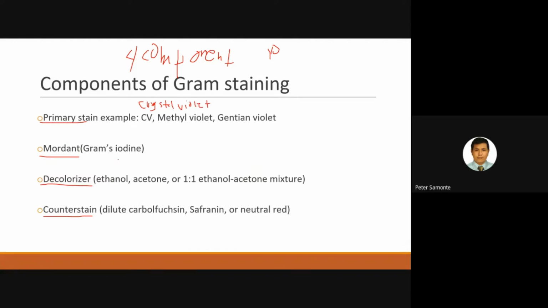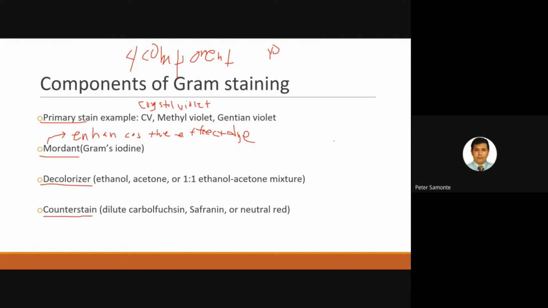Now, mordant would be your Gram's iodine. Class, do you have any idea what your mordant does? Anong effect ni mordant sa staining nyo? Yes, Mira. The mordant enhances the staining of the object. All right, very good. It enhances the effect of your dye, specifically your primary stain.